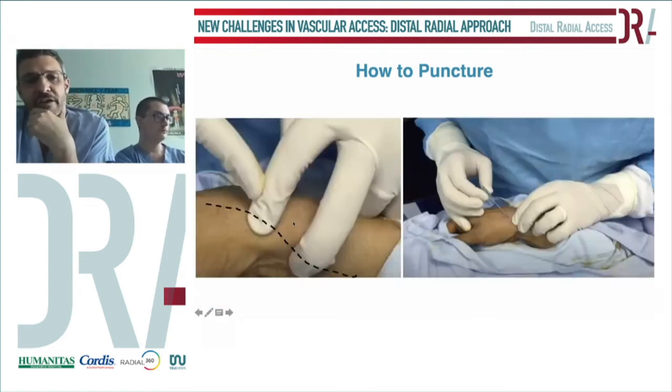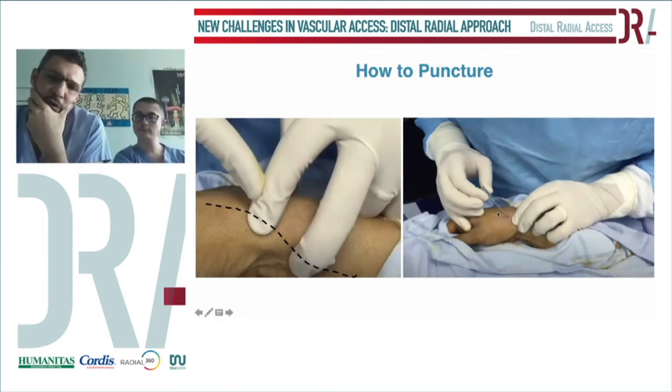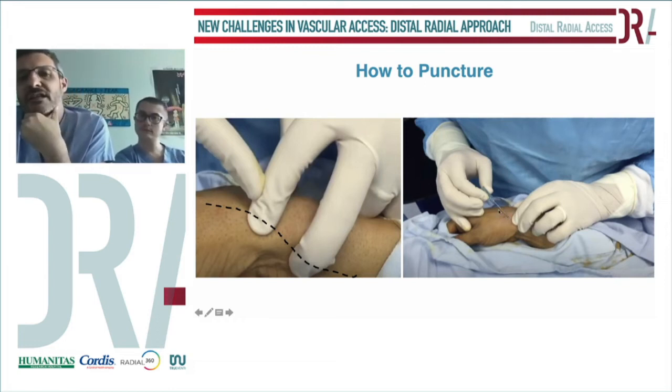This is another example of the direction of the needle. This is a right distal radial approach, and the direction of the needle is from lateral in the anatomical snuffbox. I mean, we have to direct the needle from lateral to medial, following the course of the vessel.